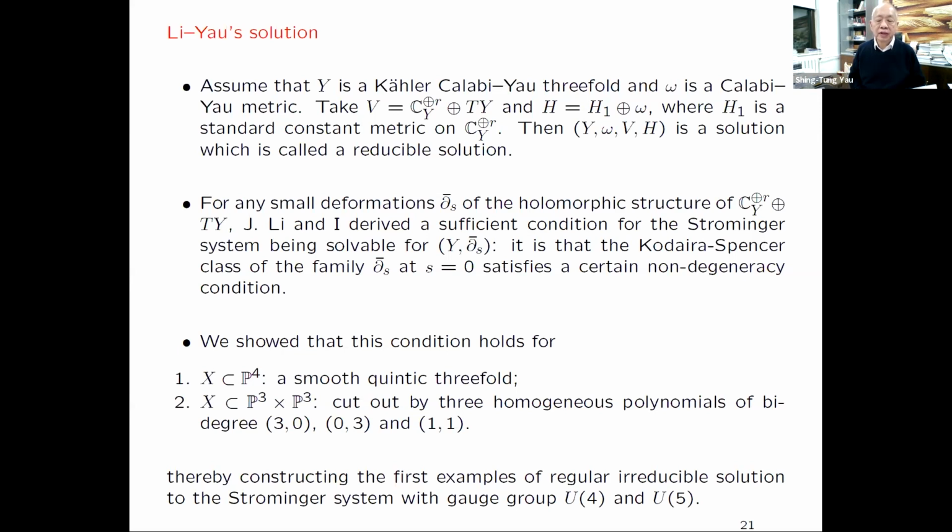We worked this out in the case of the smooth quintic and also on the product of P3 cross P3. In this way, we construct the first non-trivial example of a regular irreducible solution to the Strominger system with gauge group U4 and U5. So this is the first time we can solve the Strominger system with non-trivial bundles, with gauge group U4 and U5, and it is non-singular. This is the first time the Strominger system was shown to exist, at least in a reasonably large class of manifolds.